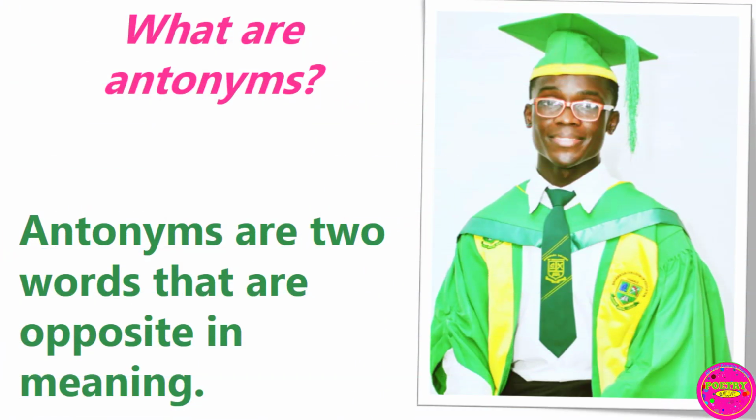Let us begin today's lesson with the question, what are antonyms? Or when we say antonyms, what do we mean? Antonyms are two or more words that are opposite in meaning. Two or more words that are opposite in meaning are called antonyms.